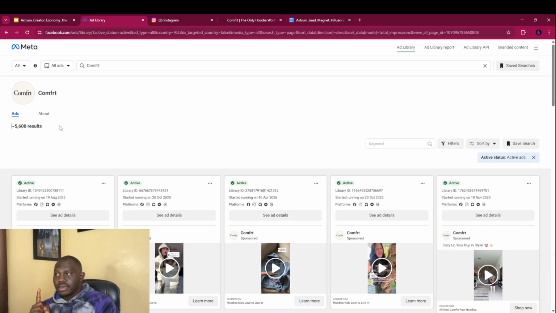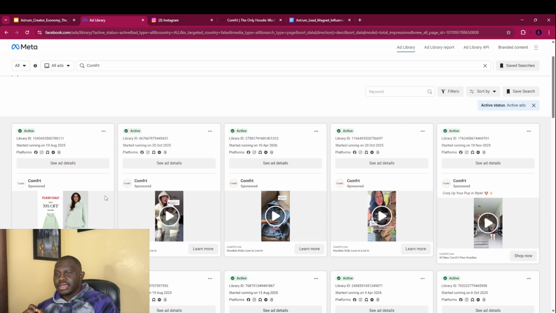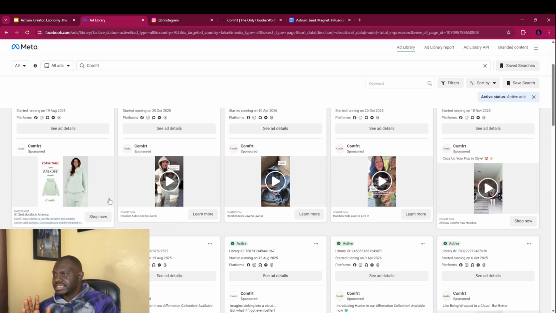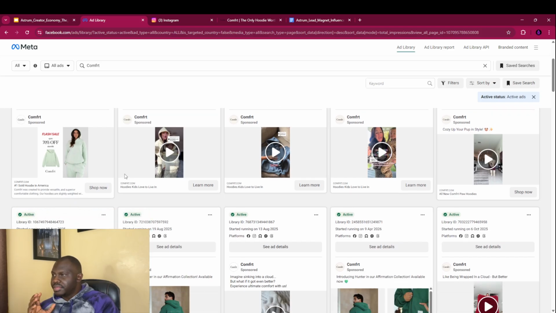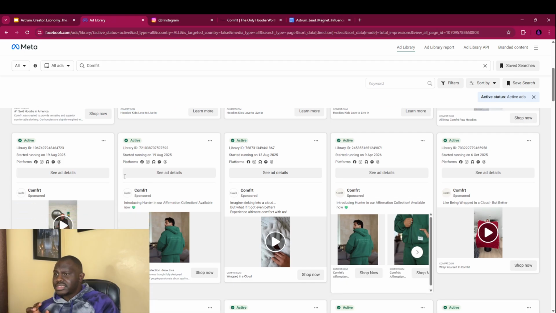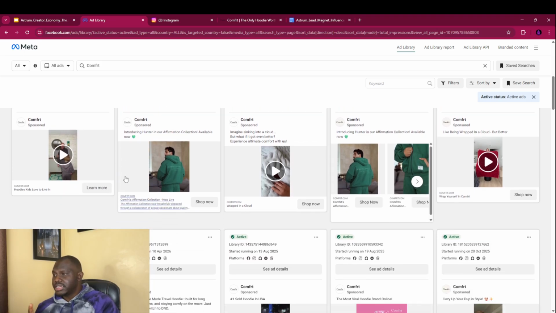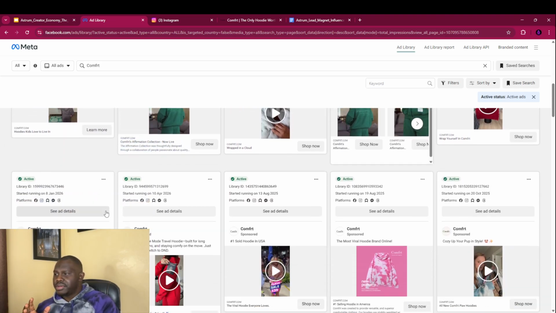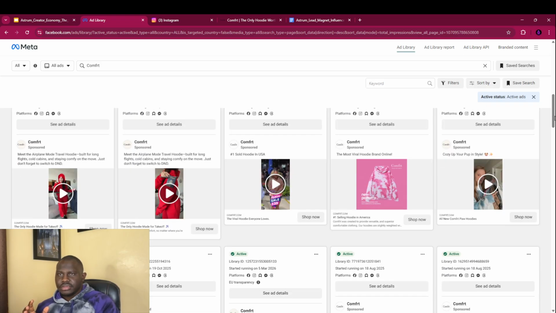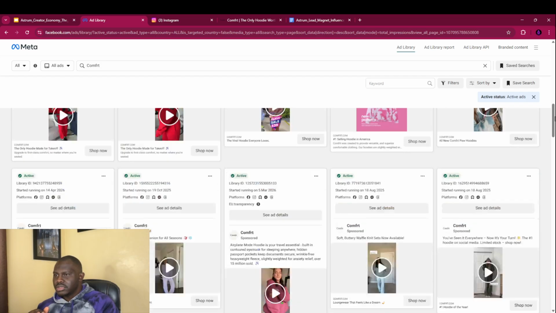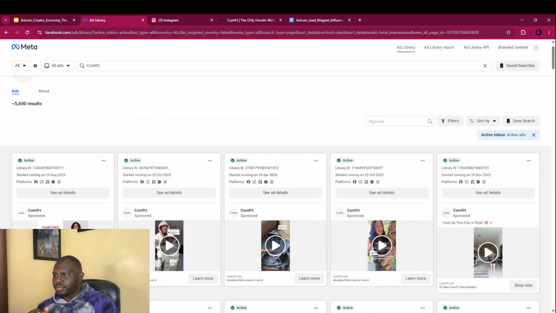So this brand, Comfort, that I talked about, is running 5,600 ads. This is the system. I'm not just talking about things that I don't have proof of. You can see over here, they have 5,600 ads for multiple creators. As you can see, these are different pieces of content. Let's see, this is their best performing. If something has been running for a very long time, it's best performing. Color of the season.